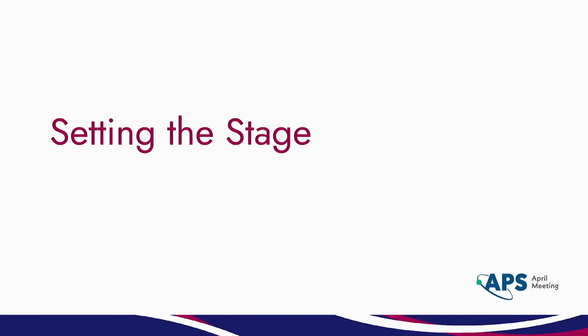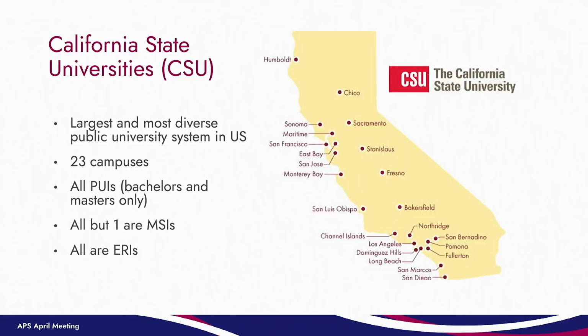Okay, so setting the stage for where I'm coming from. I'm at Sonoma State, which is one of the California state universities. I imagine if you're not from California, you maybe are familiar with the UCs, like UC Berkeley, but you might not be familiar with the CSU system. In California, we really have three public university systems. We have the UCs, which are research institutions, they're PhD granting. They're the ones that you're familiar with. They're the famous ones.